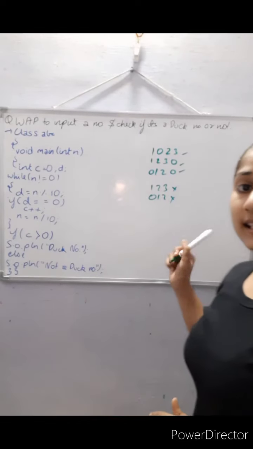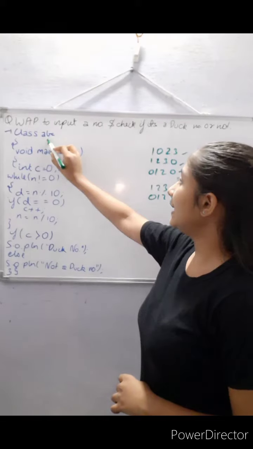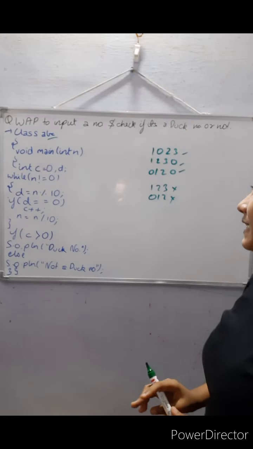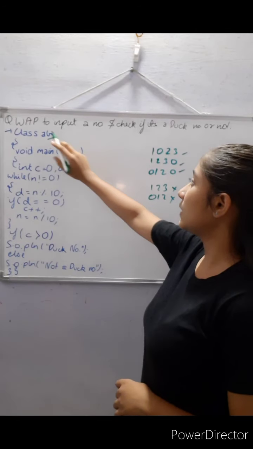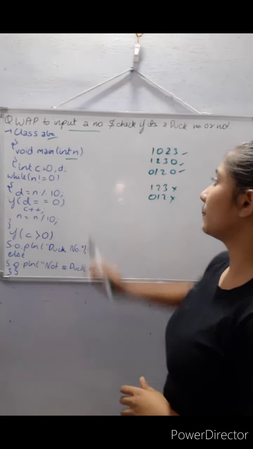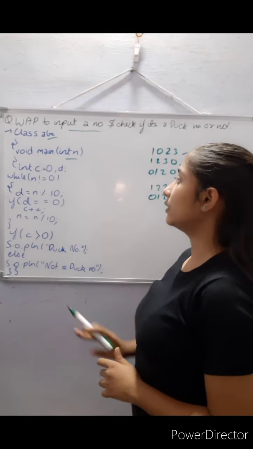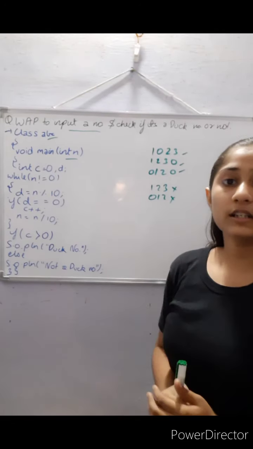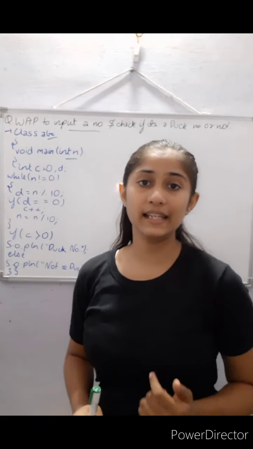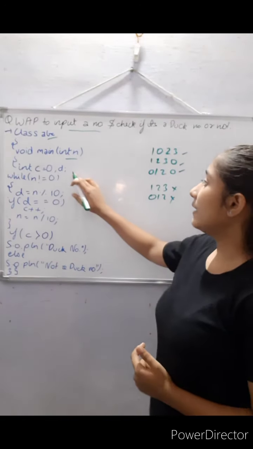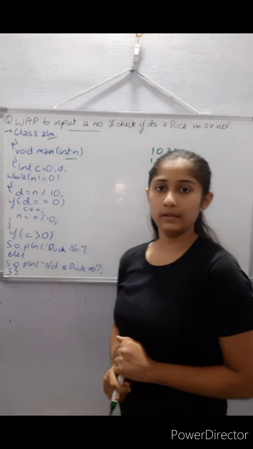Okay, so using the same process, we are going to do the program. You can take any name. For example, I've taken class name ABC. In void main, you have to write integer n as the question is asking the user to input a number. Okay, now int c is equal to 0. Over here, we have input a counter c to count how many zeros are there in the number. Okay, now a variable d to extract the digits.